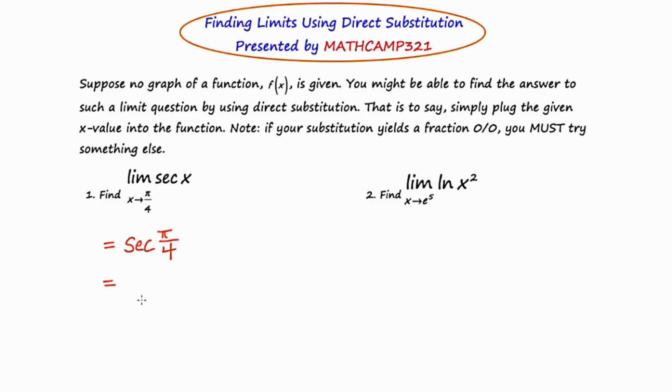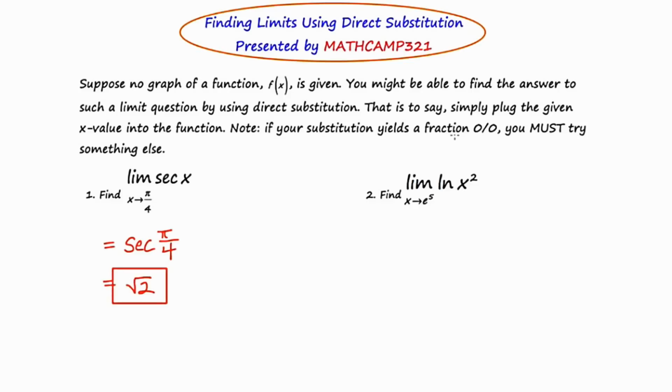Now, the secant of pi over 4 is actually pretty easy if you're familiar with your trig tables and your unit circle. So I know that the cosine of pi over 4 is root 2 over 2, and that cosine and secant are reciprocals of each other. So if the one is root 2 over 2, the reciprocal of that is just root 2.